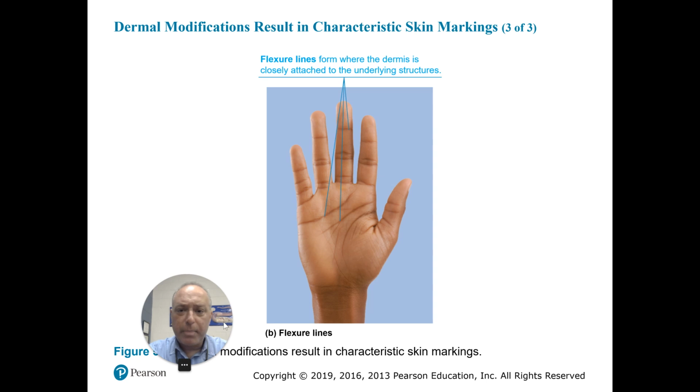There are other markings, especially on the hand and the foot. We're looking at here some lines. These are flexure lines where the dermis is closely attached to the underlying structures. These lines differ in different types of people. Most people have these two lines that one goes up, one goes down. If you've ever known somebody with Down syndrome, you'll see there's one line, it's called the simian line, that goes across. So not everybody has the same flexure lines. It depends on your genetic condition.